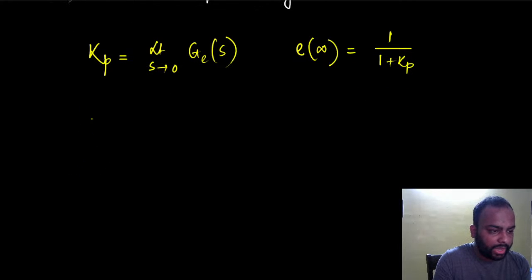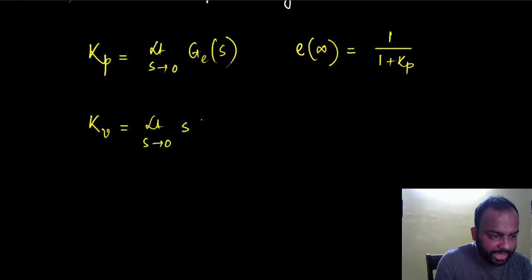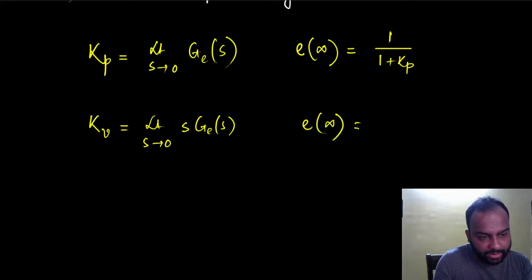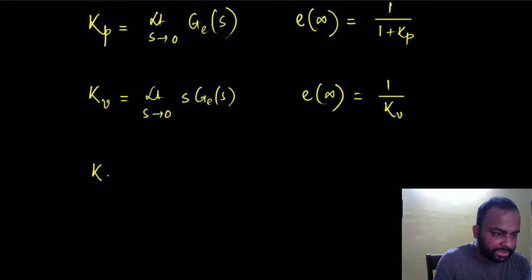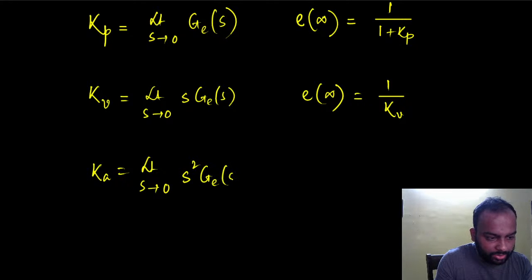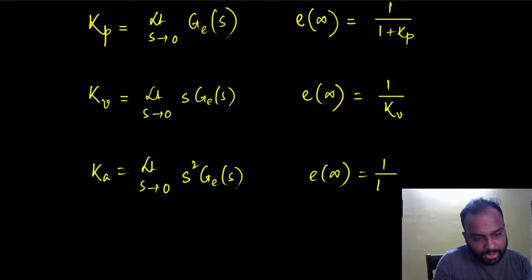Okay, and the velocity error constant is going to be limit s tends to 0 s G(s), and the corresponding steady state error is going to be 1 by Kv. The acceleration error constant is going to be limit s tends to 0 s square G(s), and the corresponding error is going to be 1 by Ka.